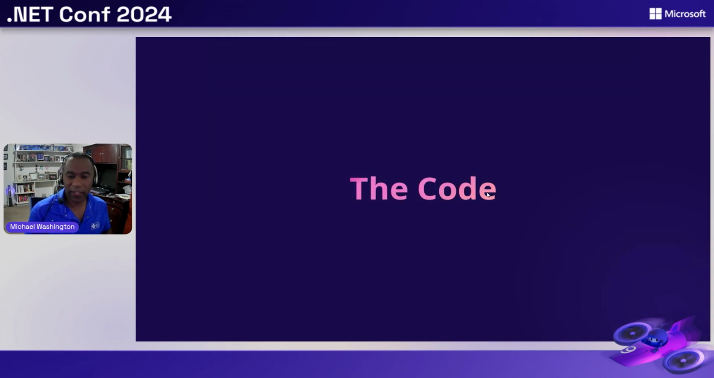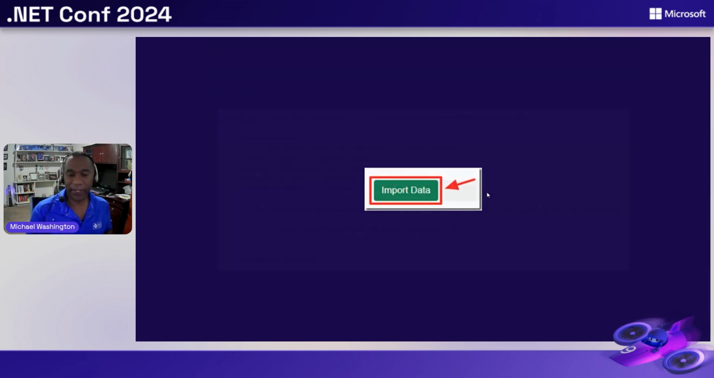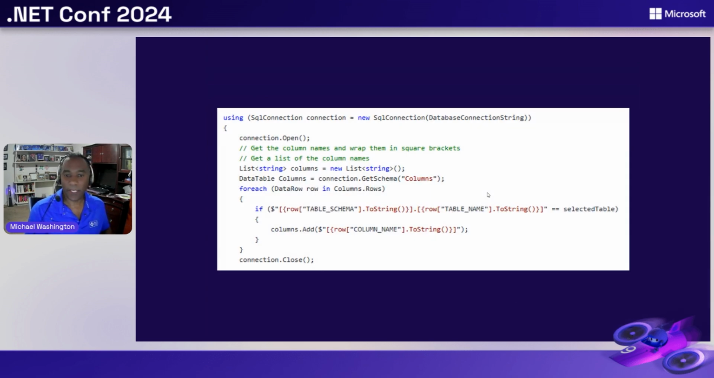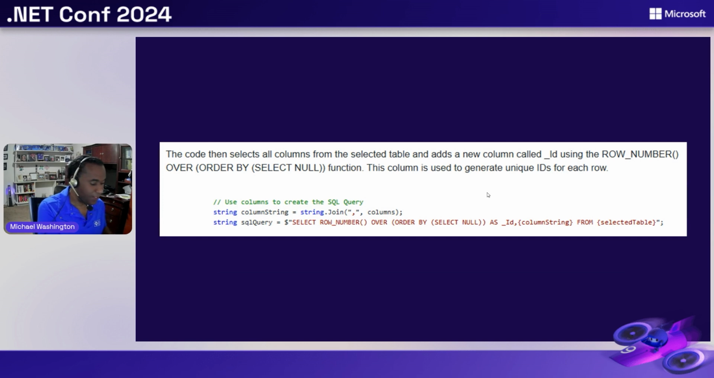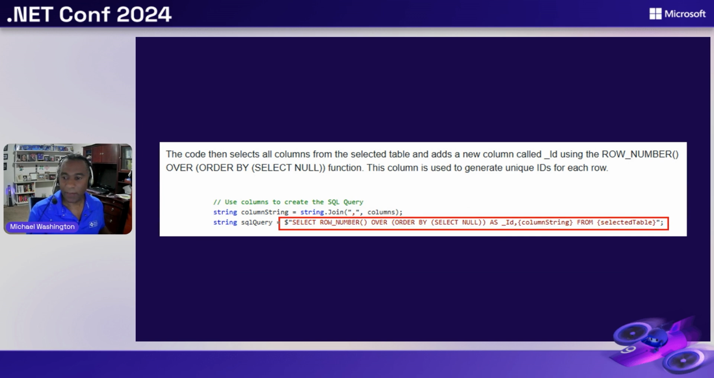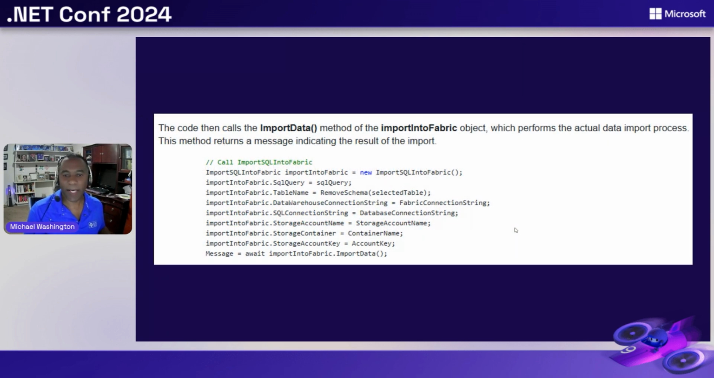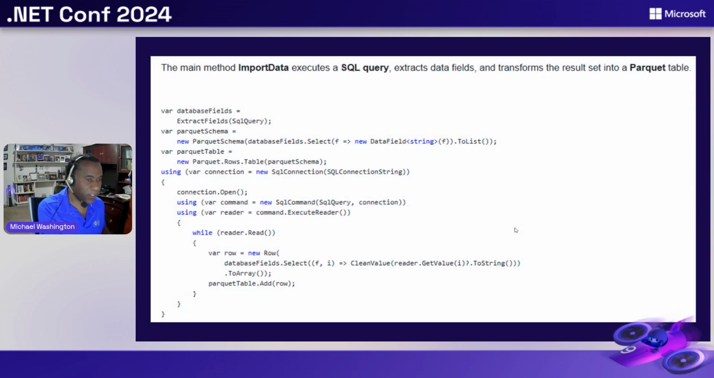Let's quickly look at the code. When you click the Import Data button, obviously, I show you the drop-downs and you select a table. Then when you select a table, I just have a select statement to just grab the data. I do row number over because I do set an ID column so that when I import the data, I have this ID column that's just auto-numbered. You don't need that, but I like to do that. Then I call my import into Fabric class.